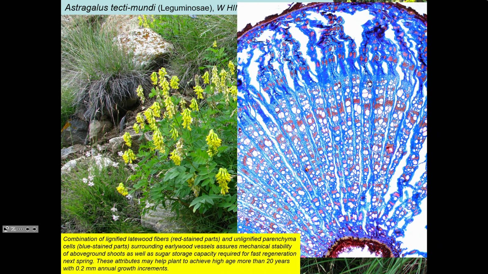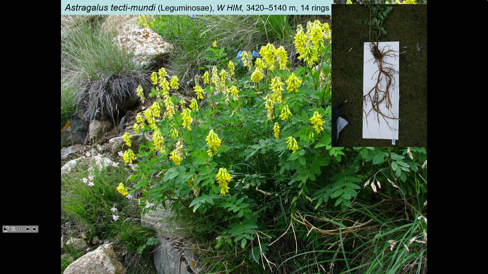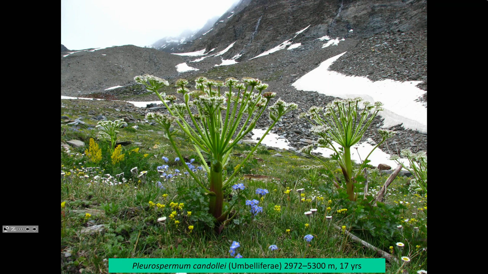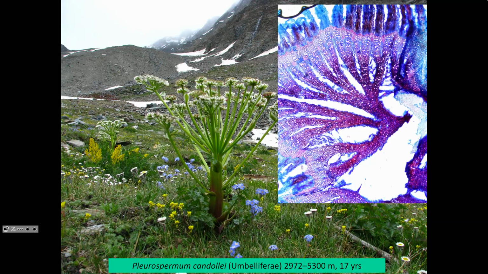Another example, again, the nice combination of lignified and unlignified tissue, because these plants want to store at the same time, but must get lignified to be able to keep those big above-ground shoots in an upright position. Pleurospermum candollei, it looks like a tree, huh? Because the picture was taken from the ground. But even this Umbelliferae species can be up to 17, maybe 20 years old.